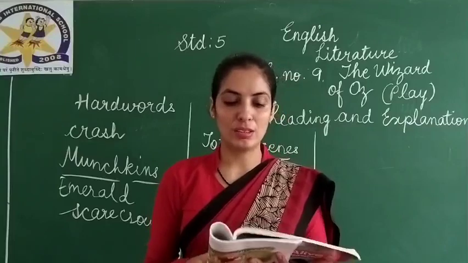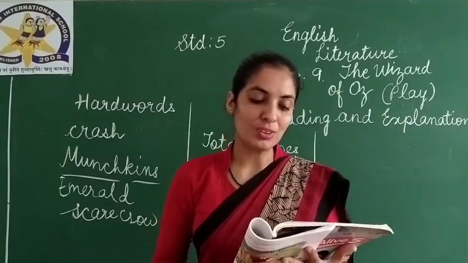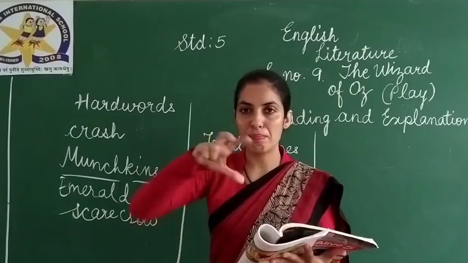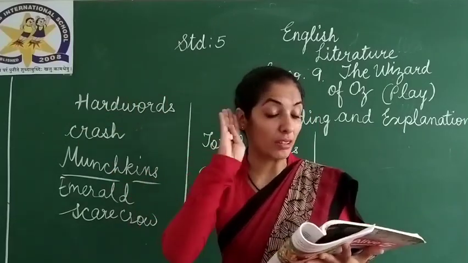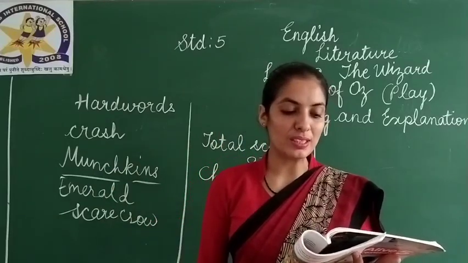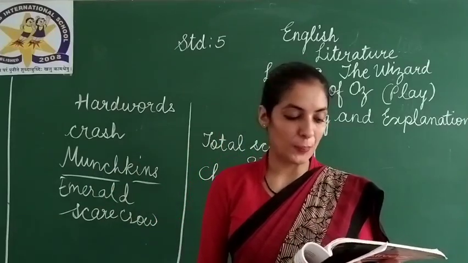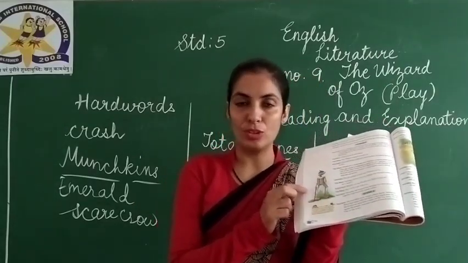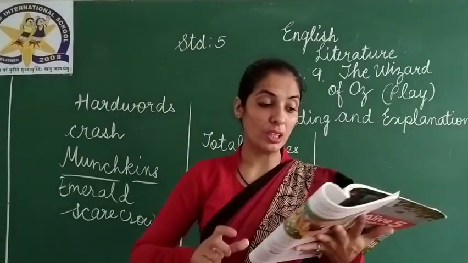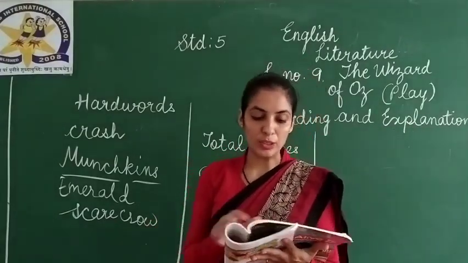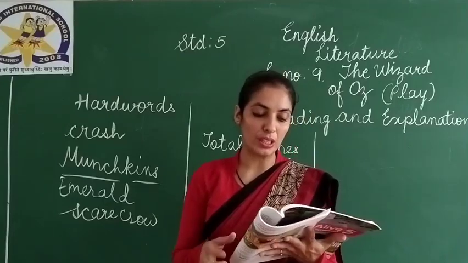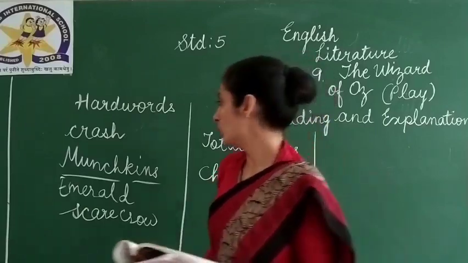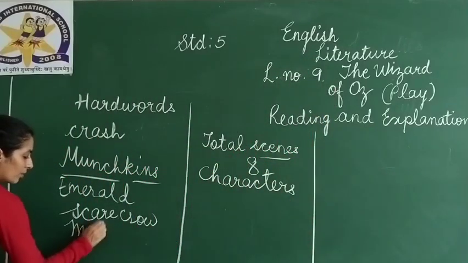Narrator says, now scene 3 started, children. Soon Dorothy and the Scarecrow come to a patch of trees where they hear a noise. In the middle of the trees is a man made of tin. Now in the middle of the trees, they met a figure of tin. It was a man only, but it was made of tin. Tin is a metal, children. He stands motionless. What is the meaning of motionless? Without any movement.